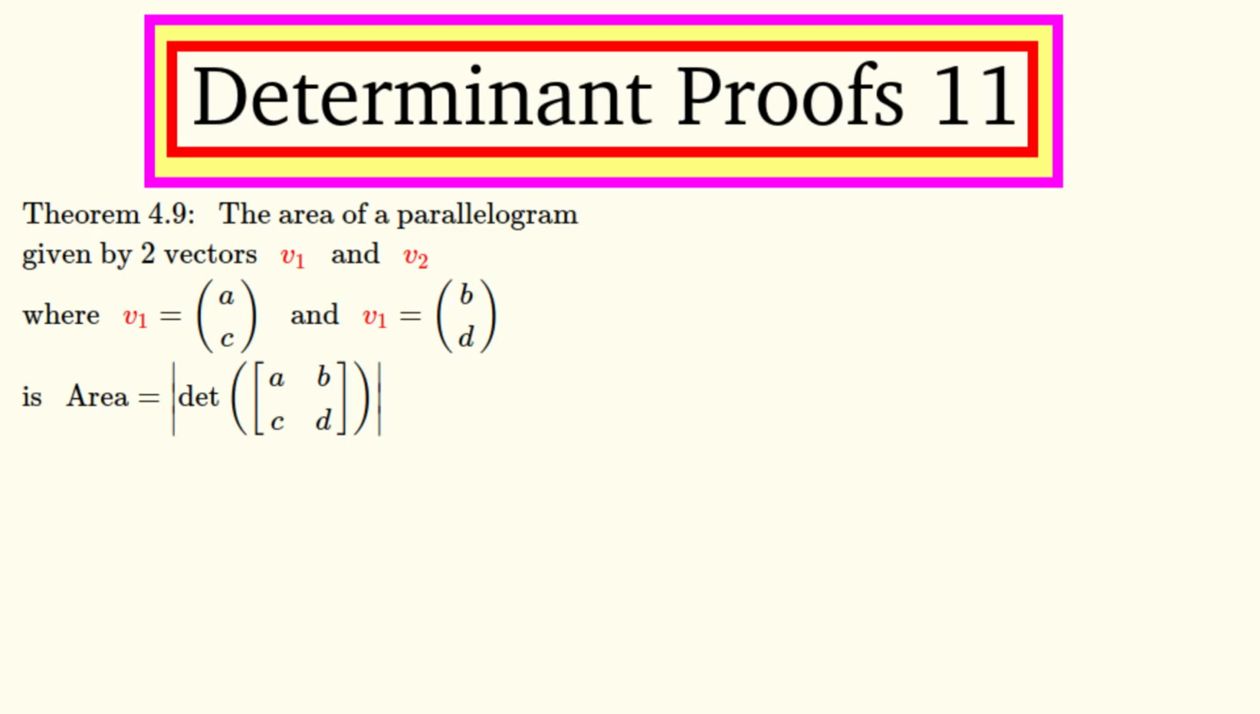I'd like to show you this proof, which proves that the area of a parallelogram made by two vectors in two dimensions will be given by the determinant of the matrix made by these two vectors. It's easier to see the statement of this proof in the equations than in the wording.